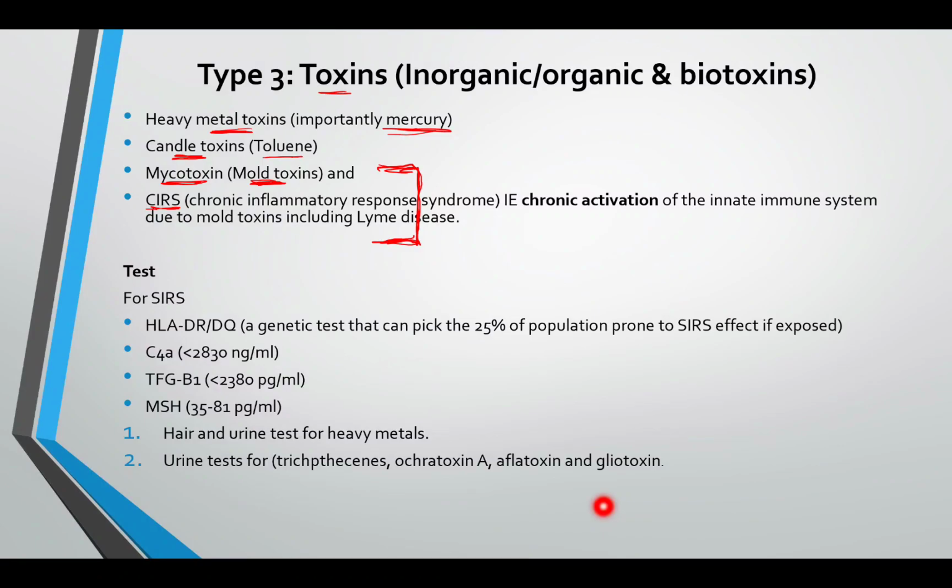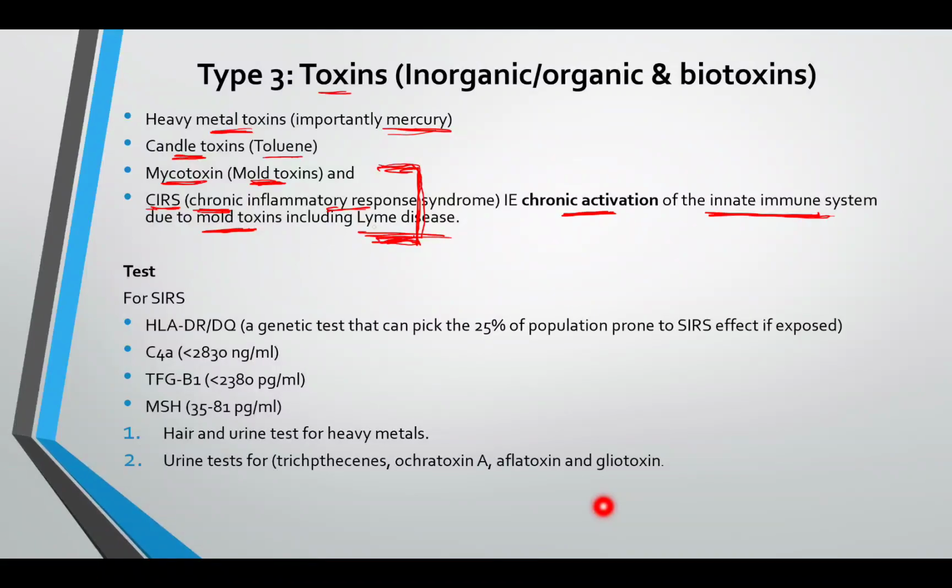Now, this serves as chronic inflammatory response syndrome. From the name, it is an inflammatory response that's chronic, does not stop, and it's chronic due to chronic activation of the innate immune system, the primary response, without activation of the secondary immune response or the adaptive immune response, due to mold toxins and Lyme disease.